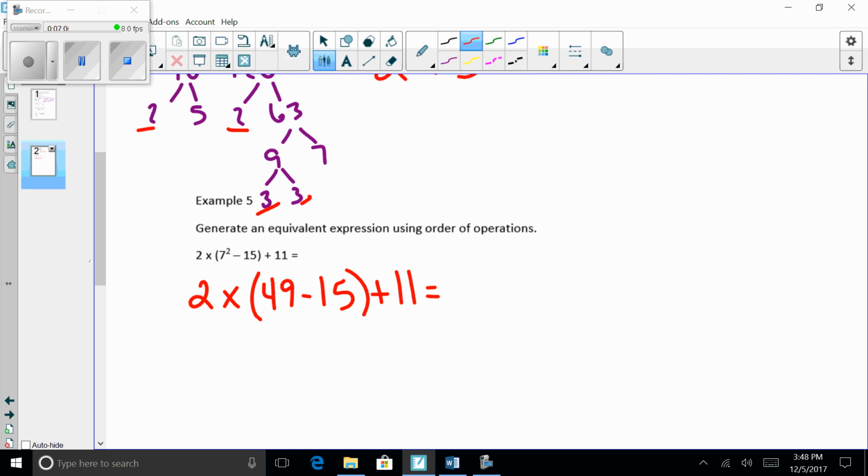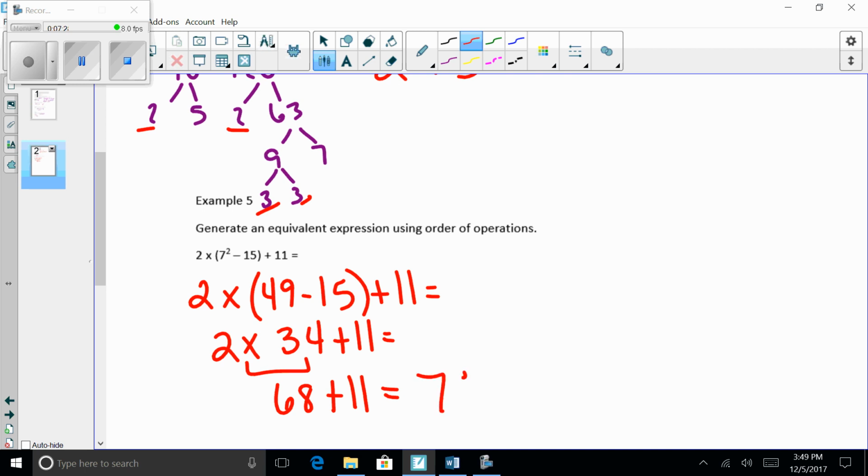I'm going to simplify again, and I'm going to have 2 times something. So I know that 49 minus 15 is 34. I still bring in that plus 11. In order of operations, you have to multiply before you add or subtract. That's going to get me 68 plus the 11. And now I can do that math. 68 plus 11 is going to give you a total of 79.